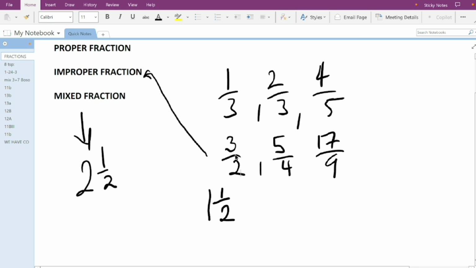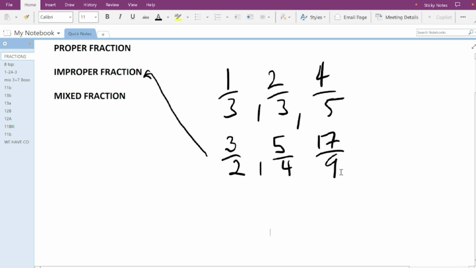To get back this improper fraction from this mixed fraction, we will say 2 times 1, 2, plus 1, 3. So you multiply the denominator by the whole number, then add the result to the numerator. That's the number on top. So you have 2 times 1, 2, plus 1, 3. So we have 3 over 2. Now we've gotten this back from this.